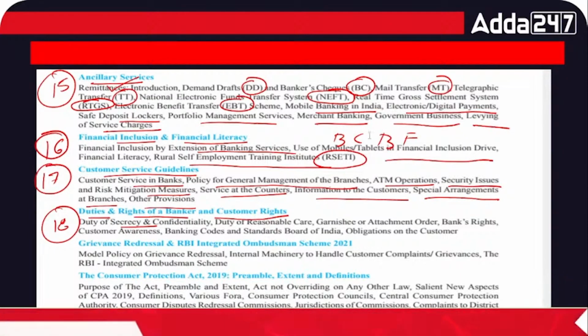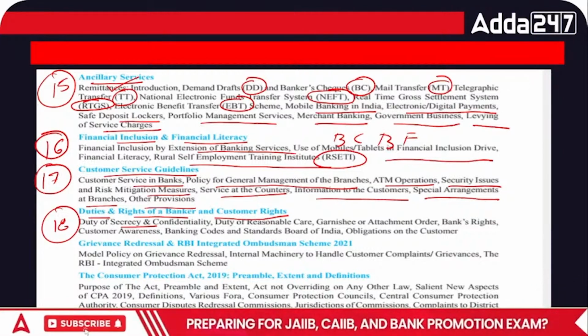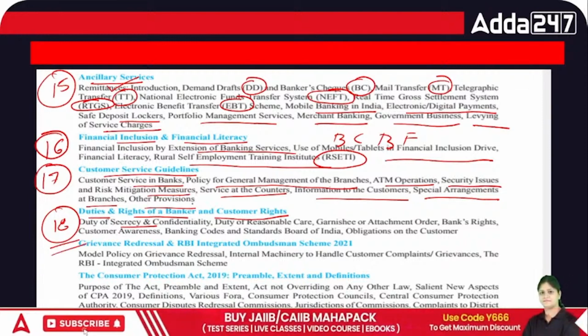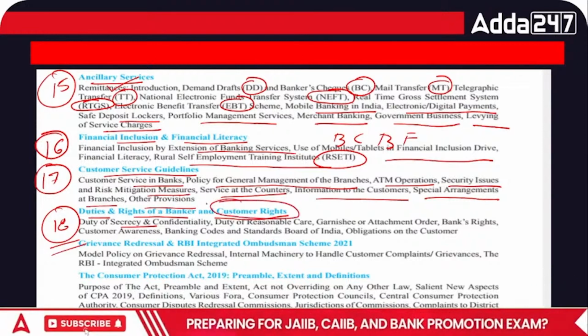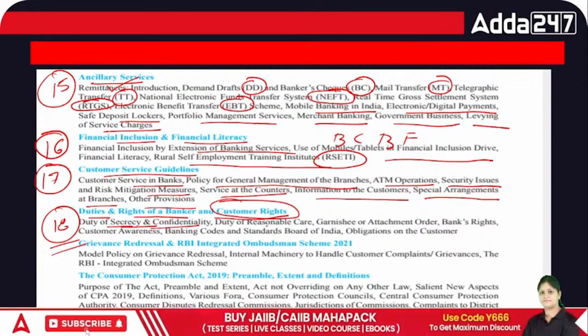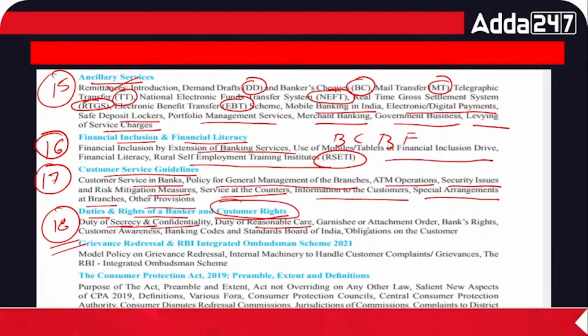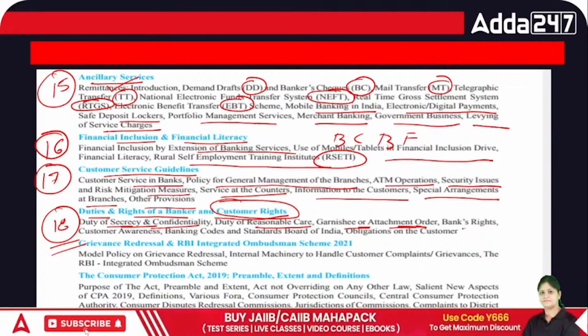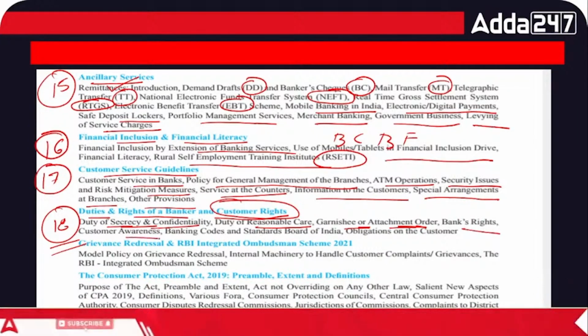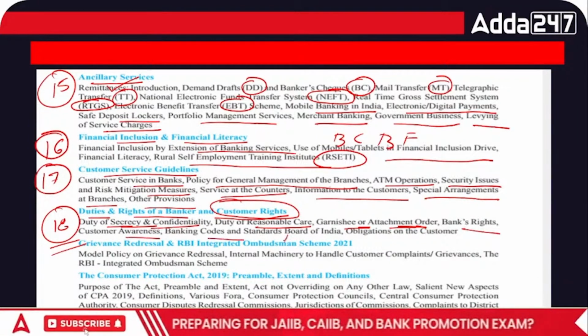Right, so this we are going to cover. So this is your chapter number 18 about the duties and rights of the bank and customer. So in this chapter we have to cover duty of secrecy and confidentiality, duty of reasonable care, garnishee order and what is the attachment order, and what is the difference between the garnishee and attachment order. Then bank's right, customer awareness, then banking code and BCSBI, right?